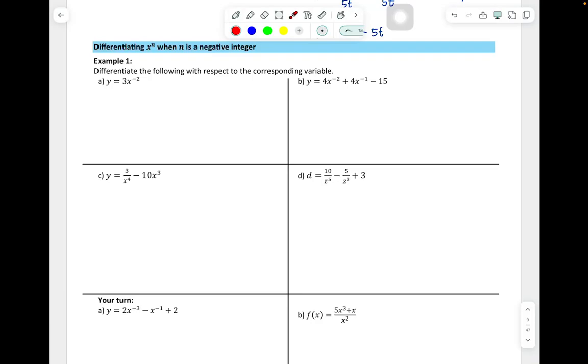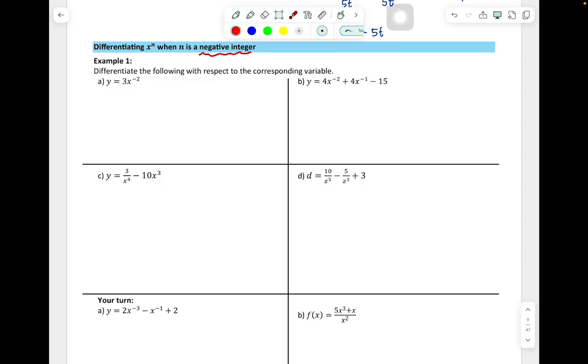In this video, we are going to look at differentiating x to the power of n. However, the integer or the power of n is a negative integer. So in these examples, we'll cover these examples here. And we'll start off with the first one.